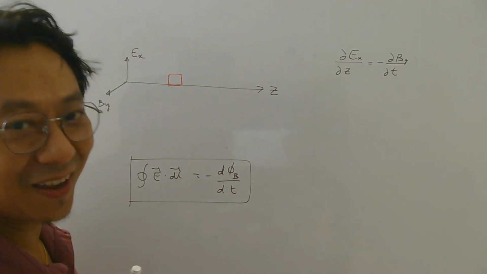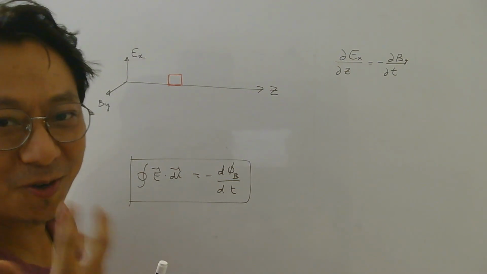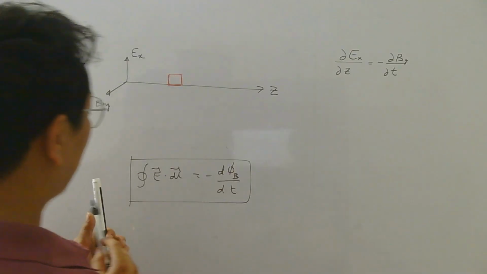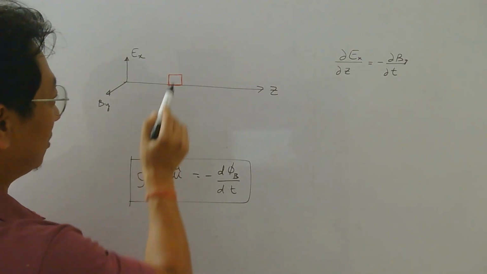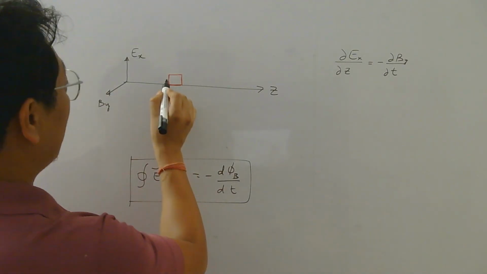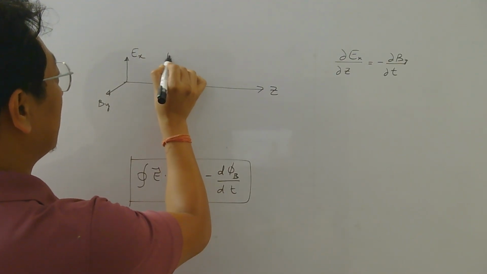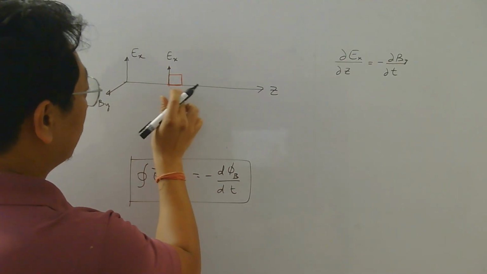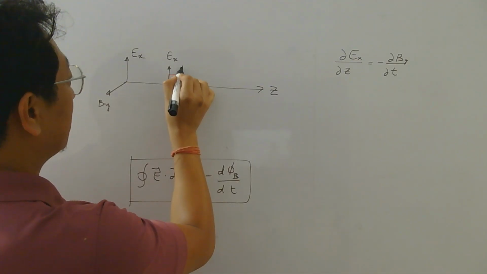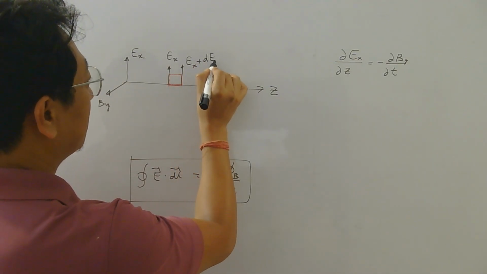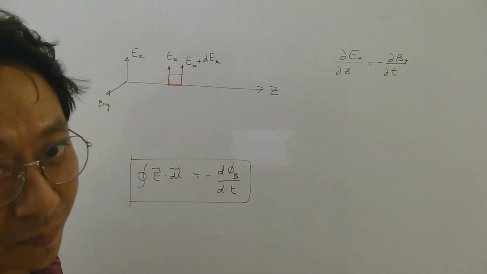However, while drawing, I cannot draw very small, otherwise it won't be very clear, right? So I'm going to apply this law to this loop. Now here at this coordinate, electric field is here this way, Ex, and when you go to a different point, electric field is changing with z coordinate. So electric field will change, right?